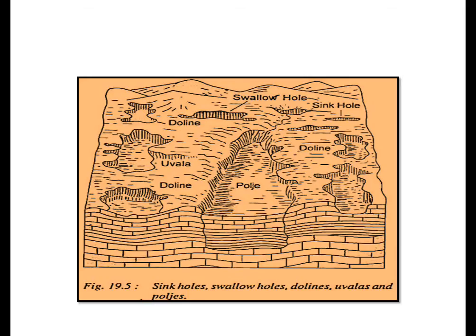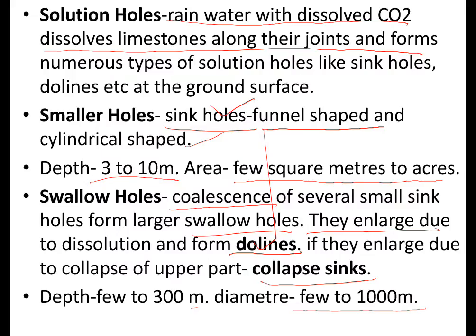So here we can see that the dimension of the sinkhole is small, whereas the doline diameter and the swallow hole diameter are larger when we compare them with sinkholes. So sinkholes are smaller in dimension, dolines are larger in dimension. Here we can see many dolines, so these are larger in dimension.